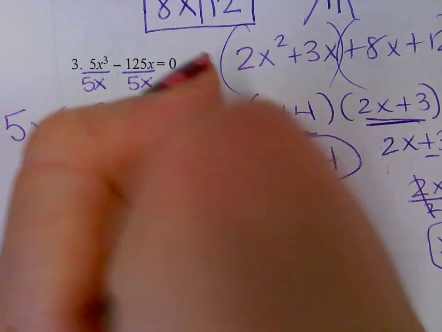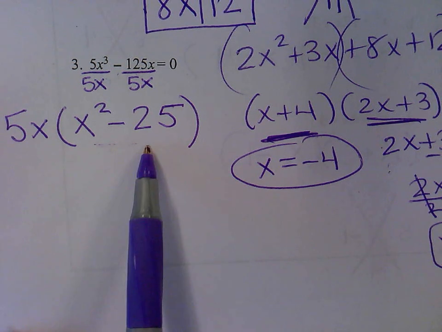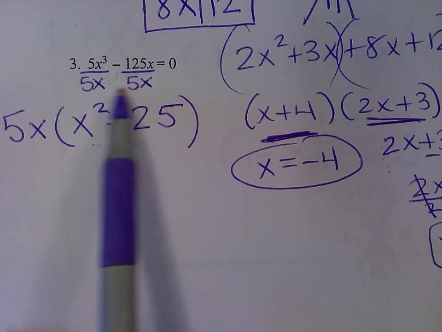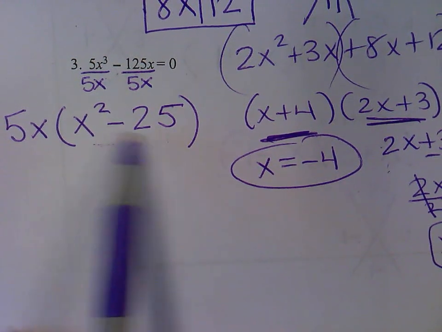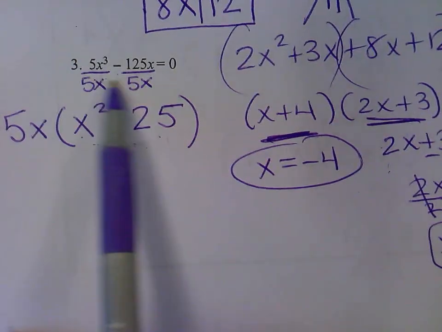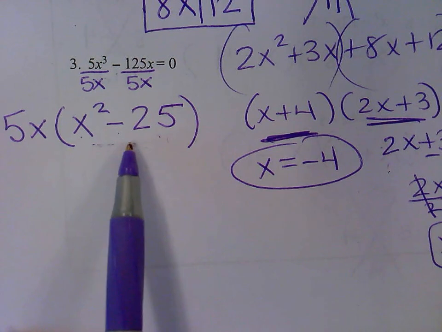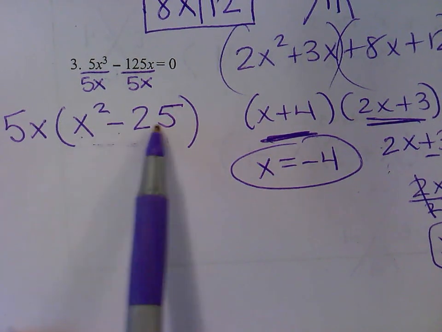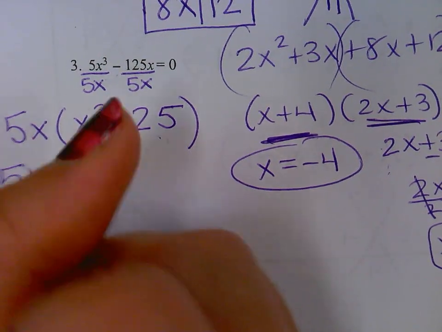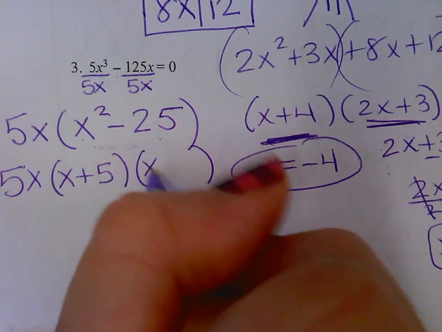X squared minus 25. I see something else that can now get factored one step further. What is this called? This is a difference of squares, right? So you want to start recognizing when is it a greatest common factor, and hey, this can go one step further. Difference of squares. Take the square root of each part, put one with a plus and one with a minus. So I would have 5x with an x plus 5 and an x minus 5.